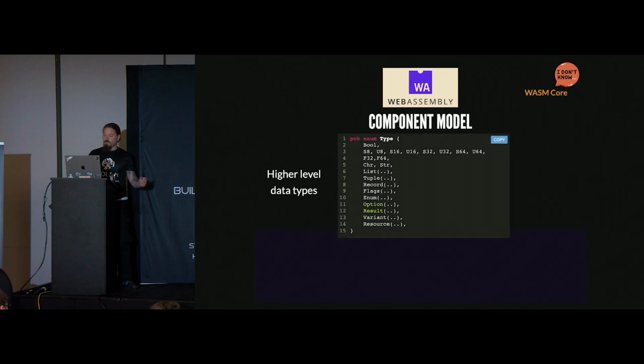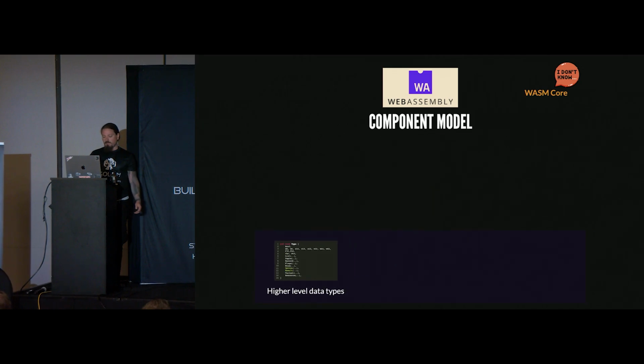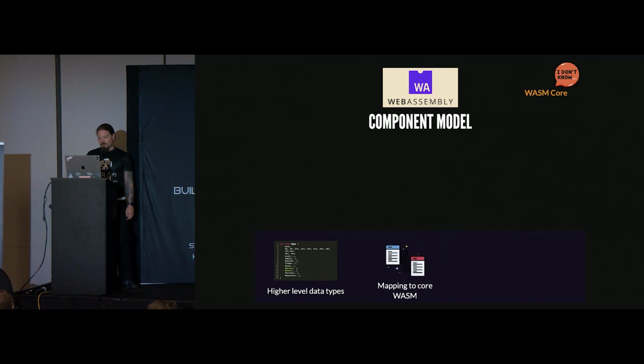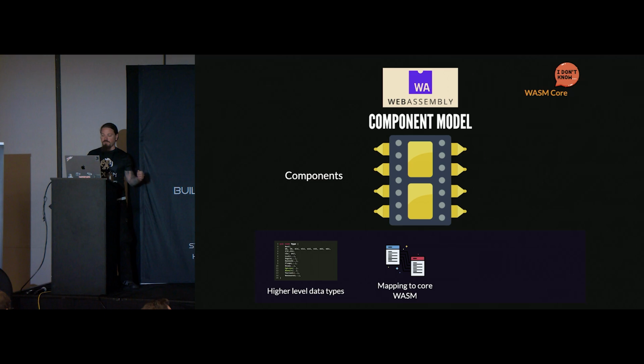And that's where the component model comes into the picture, and it defines many things. One of these things is that it defines higher level data types for you, for example, lists and records and variants and a lot more. In addition to that, it also defines how these higher level data types are mapped to the core WebAssembly standard, how you can pass them as parameters, how you have to lay them out in memory, and so on. Another thing that the component model defines is this higher level abstraction called a component, which has imports and exports. And these imports and exports are organized into interfaces.